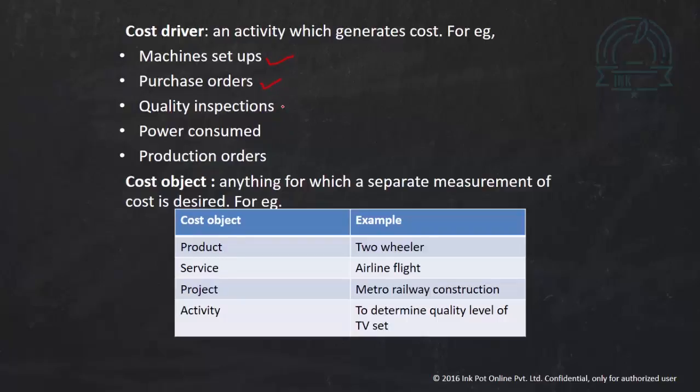The more quality inspections we have to conduct, the more the total cost. The more power units consumed, the more will be the cost. So cost driver is something which influences the cost.